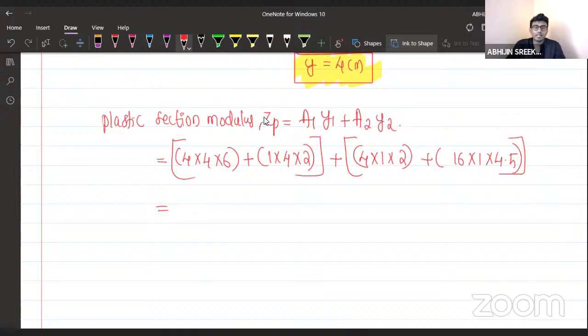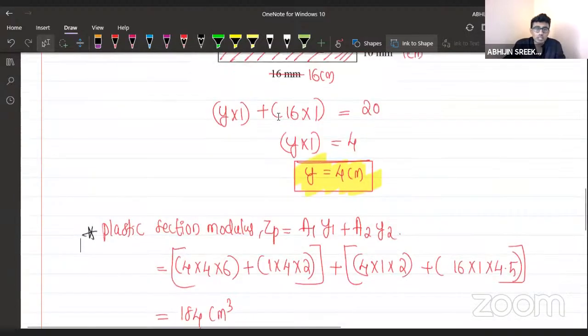Come to that, Krishna. I need your help in finding all these things. It will be coming out to be 184 centimeter cube. Now you can understand why I have taken the values in centimeter. If I had taken all the values in millimeter, it would be a big number, right? So that's the reason why I have considered it in centimeter, but it's actually as per your convenience. You can follow your convenience, right? So this is actually our plastic section modulus.